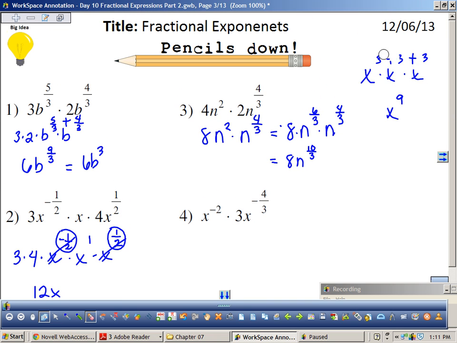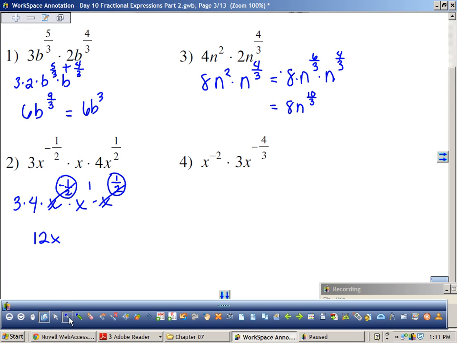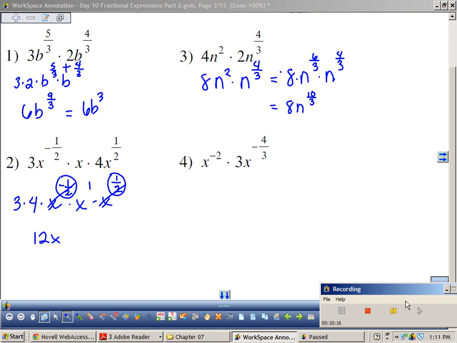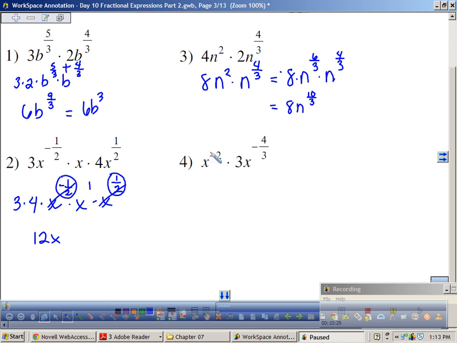Last one. I'm going to go ahead and erase this while I remember. If it tells you to, keep it in fractional exponents. Okay, so last one. I've got negative exponents. I've got uncommon denominators. So the first thing I need to do is, it's kind of like working from the inside out. Let's deal with the uncommon denominators first, and then we'll deal with the negative exponents last.